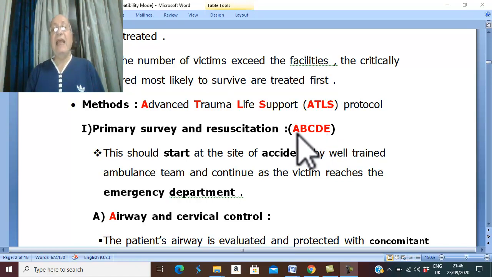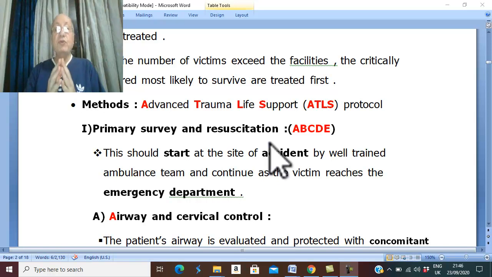A is airway, B, breathing, C, circulation, D, disability, E, exposure and environment. Let's start this primary survey and resuscitation.